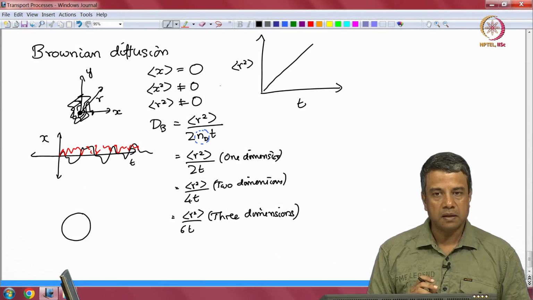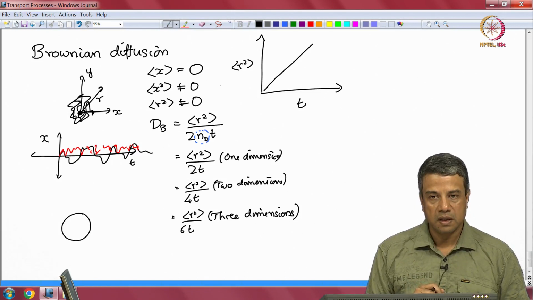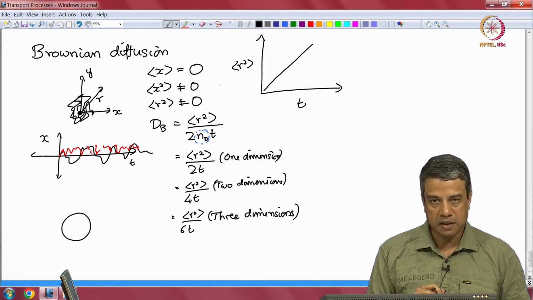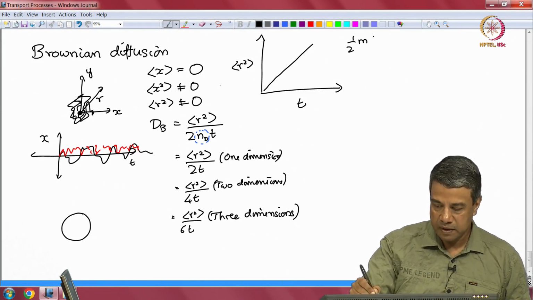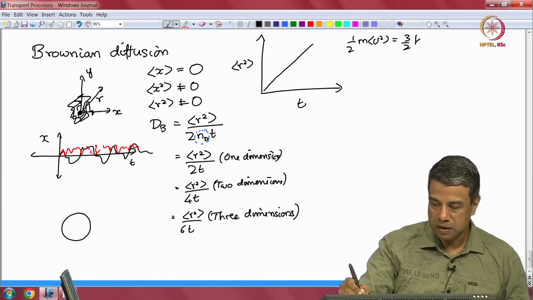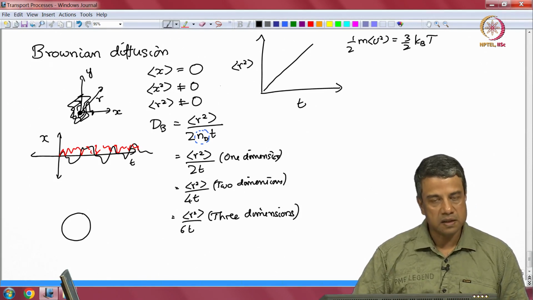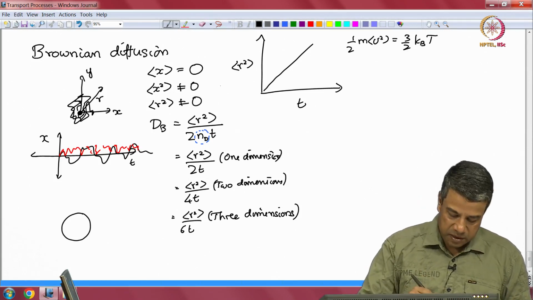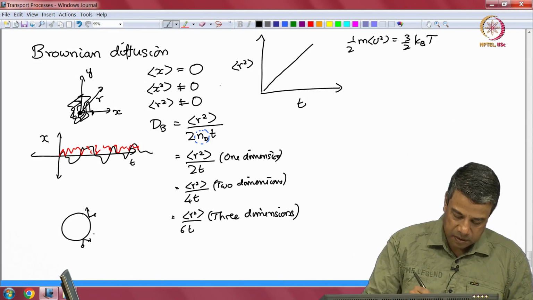And in a liquid or even in a gas, all molecules have fluctuating motion, which is given by the equipartition of energy, half m v square is equal to 3 by 2 kb T, where kb is the Boltzmann constant and T is the temperature. So, these molecules are constantly colliding with this larger particle.